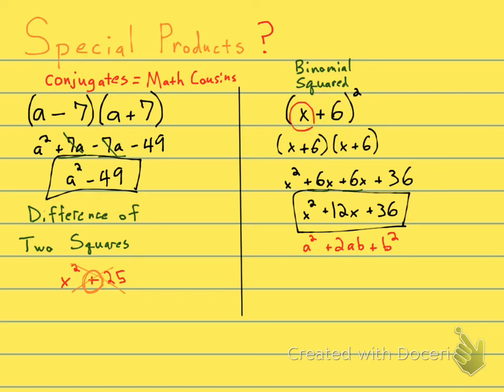And then if you do a times b, which is 6x, and you double it, right, 2 times a times b, that's your middle term. So 6x and 6x is 12x. So that's going to become important to recognize when we're going the other way, when we're going from a trinomial and trying to factor it into two binomials like this.